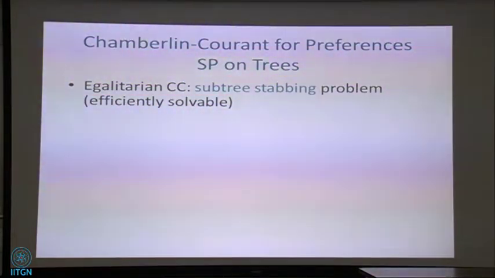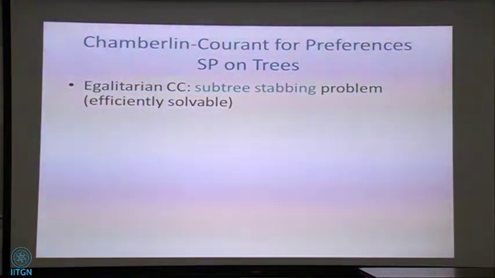Remember, egalitarian Chamberlin-Courant for preferences single-peaked on a line was interval stabbing. Now we are in a similar situation. For each voter, we are trying to provide him with one of his top s choices. Now his top s choices don't form an interval, but they form a contiguous subtree. So now we are in a subtree stabbing setting: each voter has a subtree that needs to be stabbed.